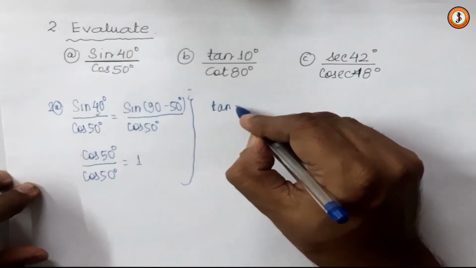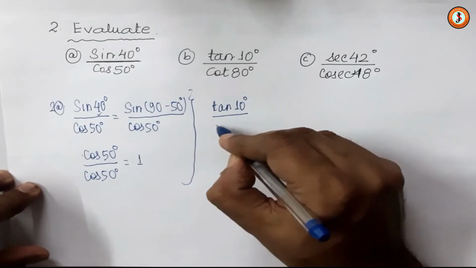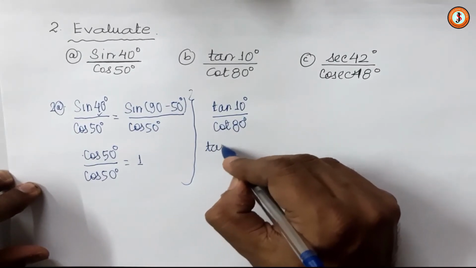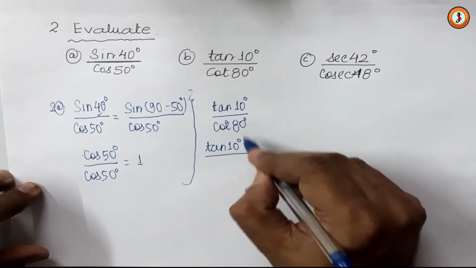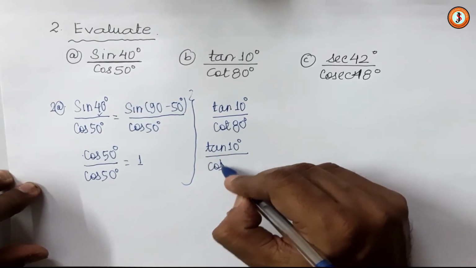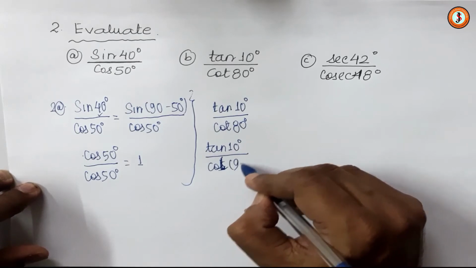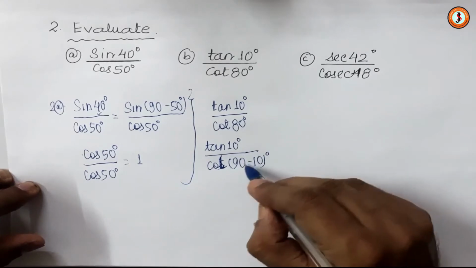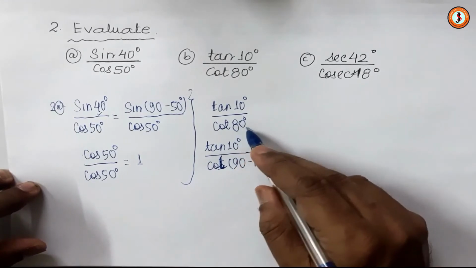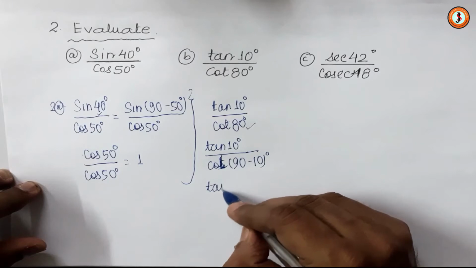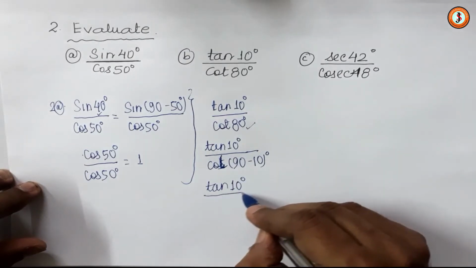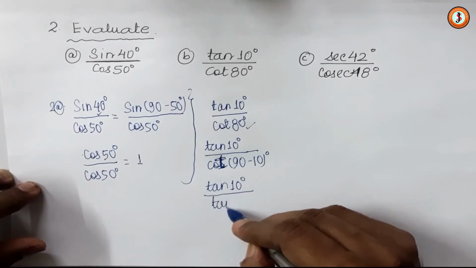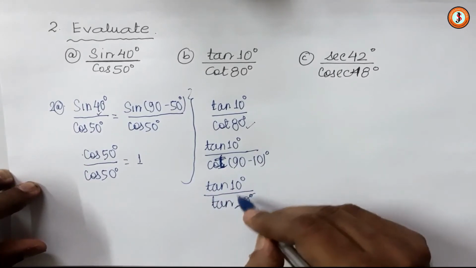Same thing happens here in case of tan. Tan 10 by cot 80. So first step is, suppose I want to change the denominator. So I write tan 10 and I write this as cot 90 minus 10. Cot 80 is cot 90 minus 10, isn't it? 90 minus 10 is 80. Now in the final step, this has come to a formula. The denominator is now the formula, cot 90 minus theta, which is tan theta. So cot 90 minus 10 is tan 10. So I get this as 1.